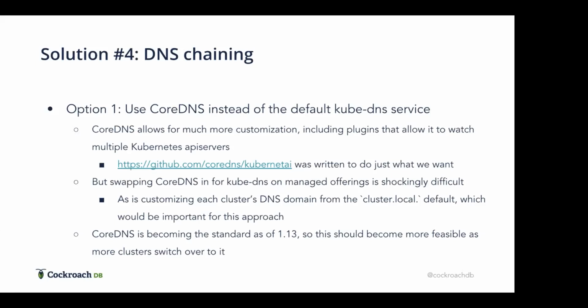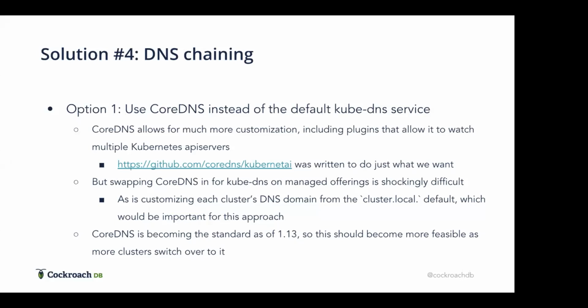However, in practice, swapping core DNS in for kubedns on any of the managed Kubernetes offerings is very difficult. It's also difficult to modify each cluster's DNS domain. So you'll notice if you look at the full service addresses of Kubernetes services, they all end with .cluster.local, unless you've customized it yourself. Ideally, we would want each cluster to have a separate DNS domain, so it would be easier to distinguish between a service running in one cluster and a service running in another cluster, so that you don't hit naming conflicts between them. And that's also apparently very hard to do in the managed service offerings.